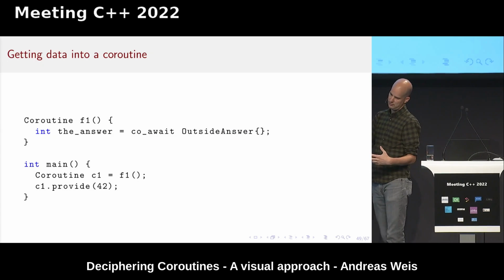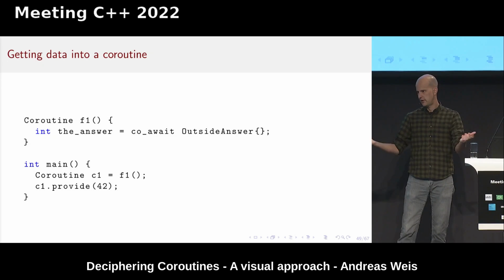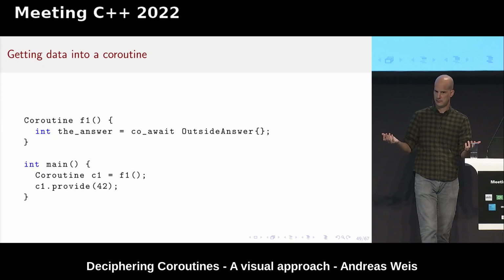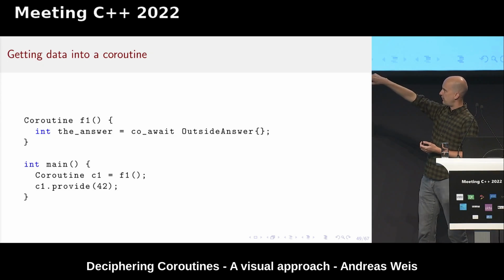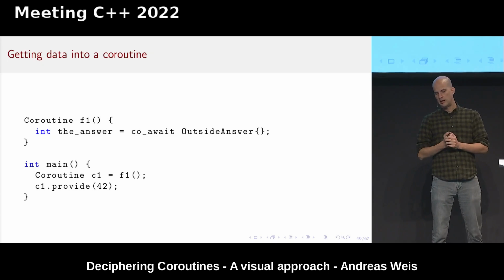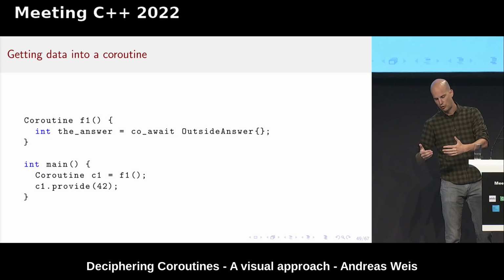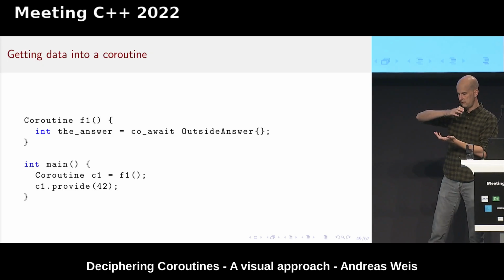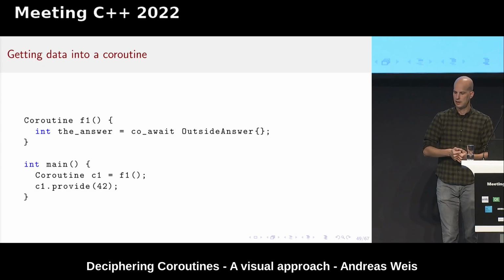So I have a coroutine. At some point, the coroutine suspends. It cannot continue execution until I provide it with more data. So in this case, I provide it with more data, again, the number 42 as an example. And now, when I call provide, it stores this value, it resumes the coroutine.